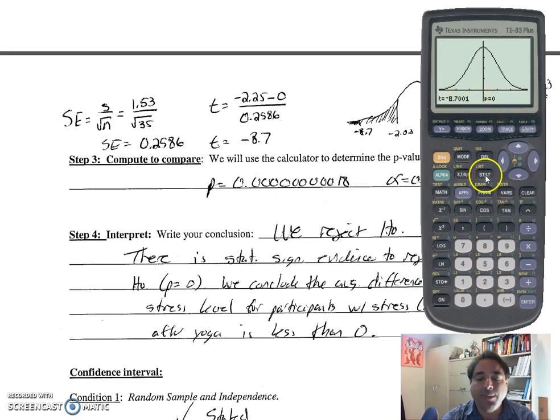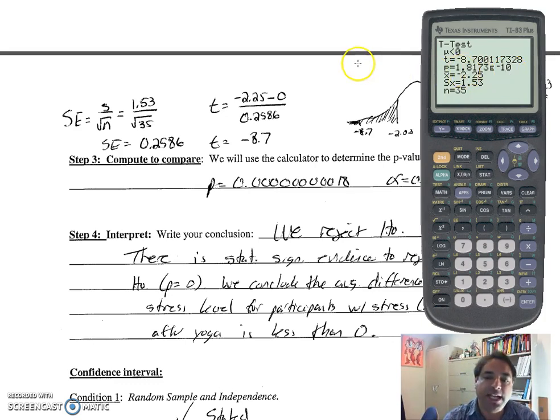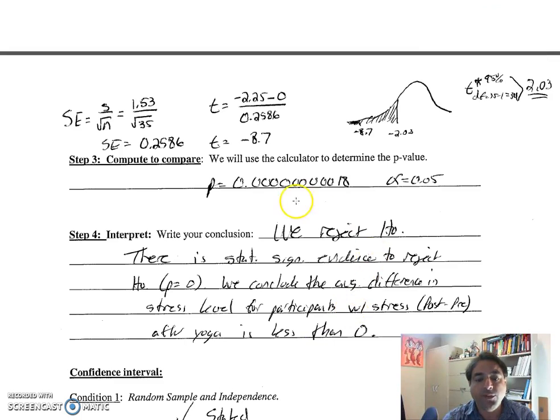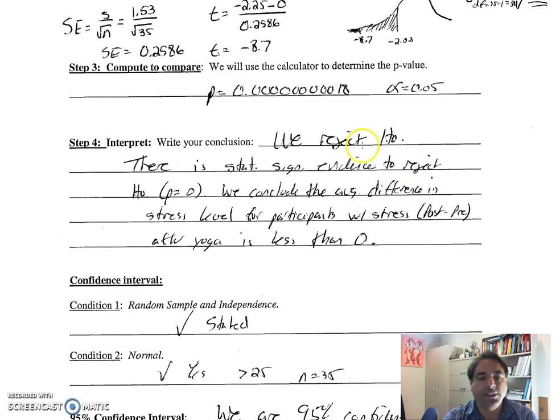If you want the exact p-value, we hit stat, over to test, t-test, but instead of choosing draw, we choose calculate. And it's 1.81, but be careful, it's e to the negative 10. That means we start at the decimal, go 10 places to the left, so it's 0.000000000181. Very, very, very small. So our p-value is smaller than alpha. We reject H0. There is statistically significant evidence to reject H0.